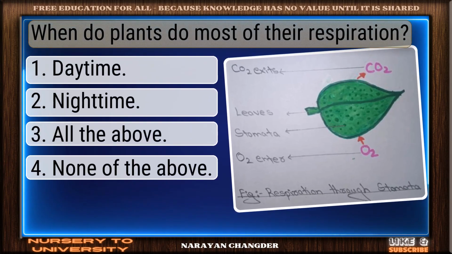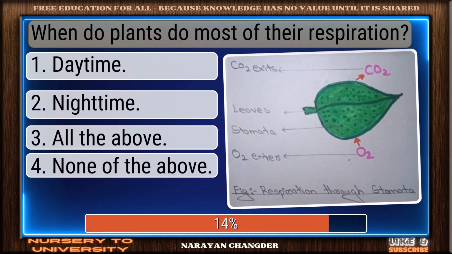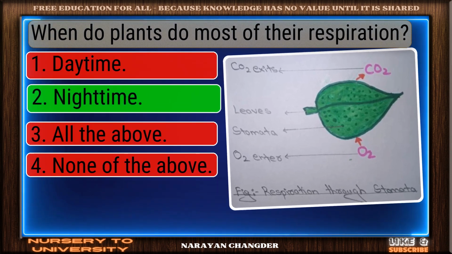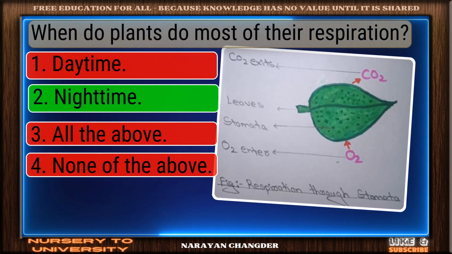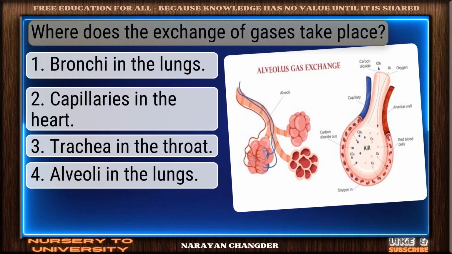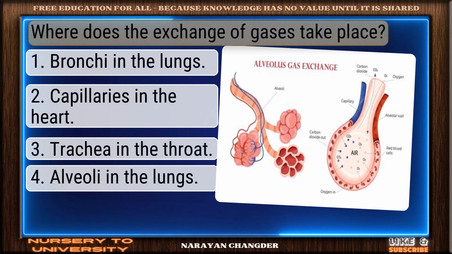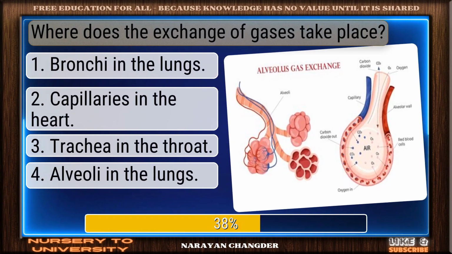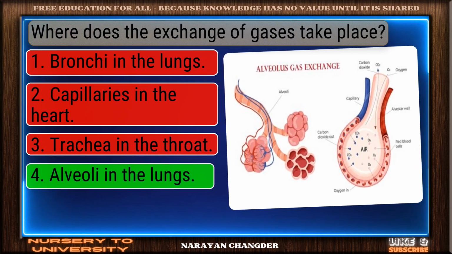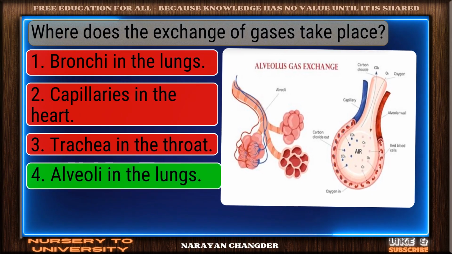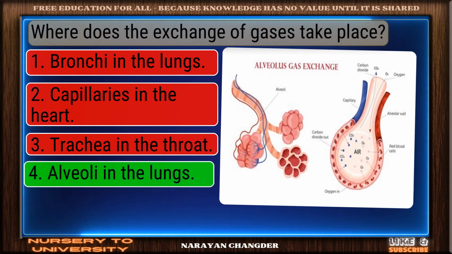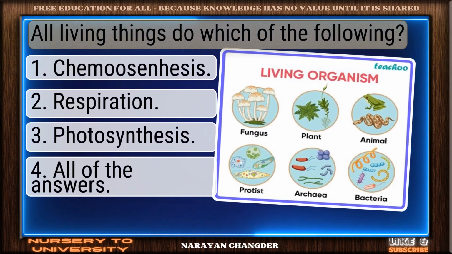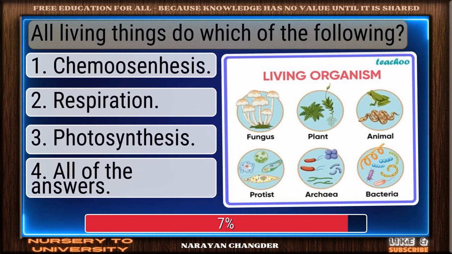Question number 57. When do plants do most of their respiration? Excellent choice. Nighttime is the right answer. Question number 58. Where does the exchange of gases take place? Correct. Alveoli in the lungs is the right answer. Question number 59. All living things do which of the following?